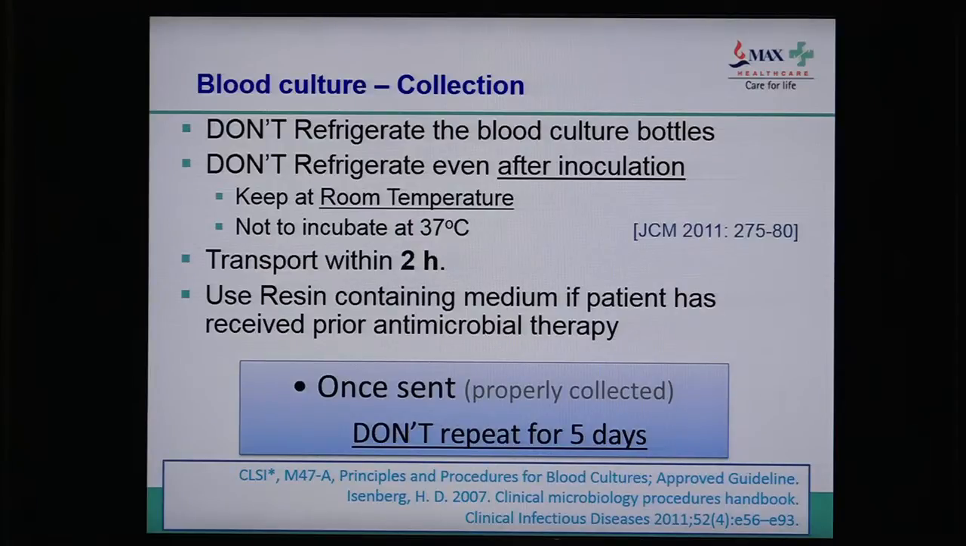So transport within 2 hours. Is there a time lag between collection and loading? Suppose I have a lab which has lots of collections, what is the optimum time for loading the bottle? Ideally it should reach the lab within 2 hours, but if not, you can still transport. During transportation, there are two conditions: it should not be refrigerated or incubated. Ideal room temperature is okay, not a problem.